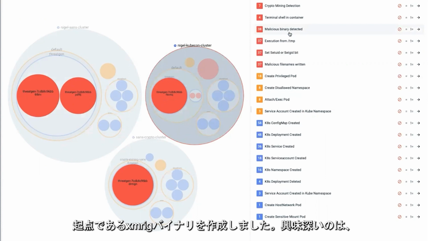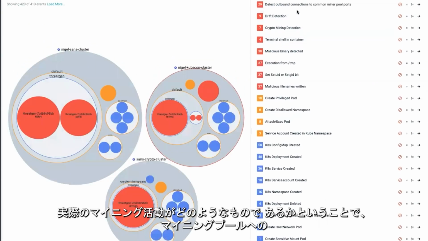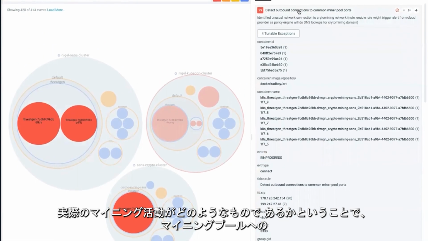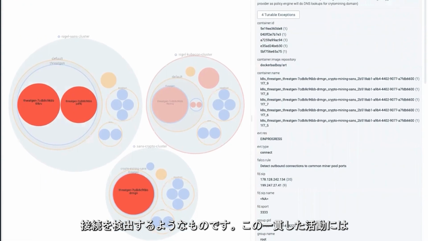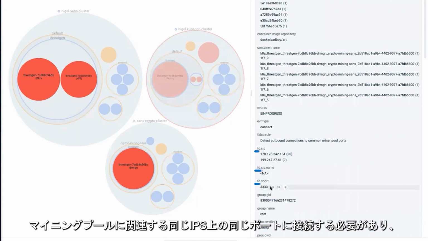Where it starts getting interesting is things like, what are the actual mining activities? So things like detecting connections going out to mining pools. This is going to be fairly consistent for the most part. So you're going to have to talk to, for instance, similar ports over similar IPs associated with these mining pools.